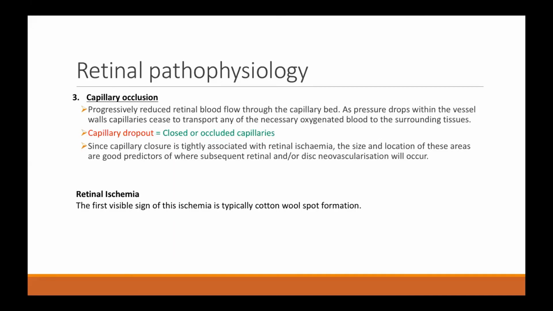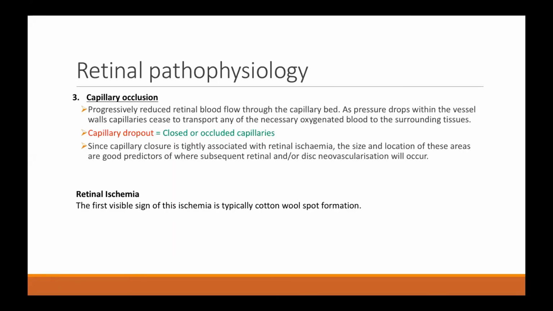Cotton wool spots are also known as soft exudates. So you've got hard exudates and you've got soft exudates. The soft exudates are fluffy white lesions, which are found in the nerve fiber layer. Due to their inner retinal location, they obscure and cover the underlying retinal blood vessels. If you see cotton wool spots, that indicates an area of retinal ischemia caused by occlusion of the capillary arterioles.